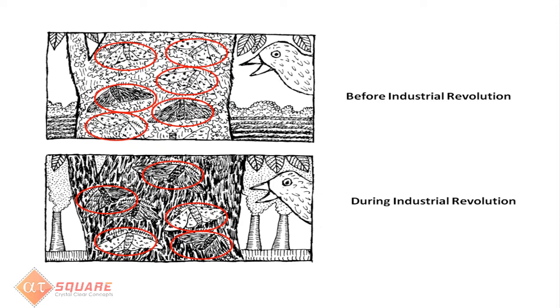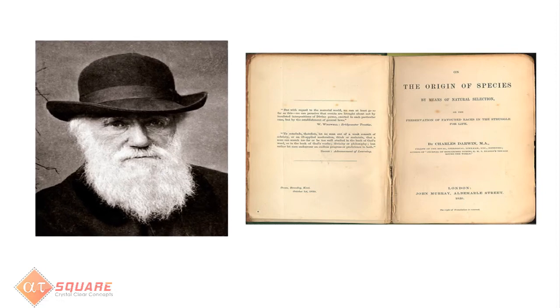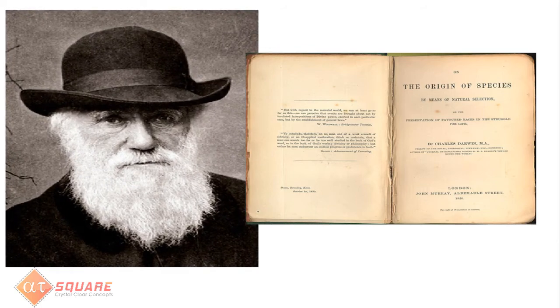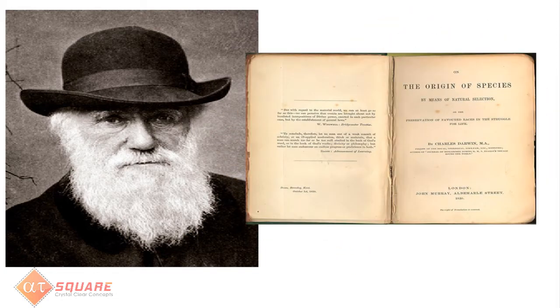Evolution is the process of change in all forms of life over generations. And evolutionary biology is the study of evolution. Charles Darwin is considered the father of evolutionary biology. He is also the author of a book named Origin of Species. He also gave the theory of natural selection.